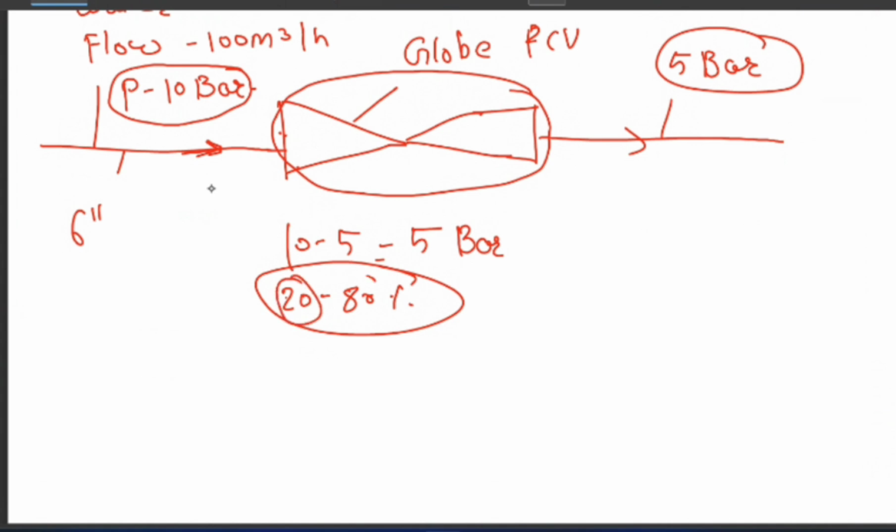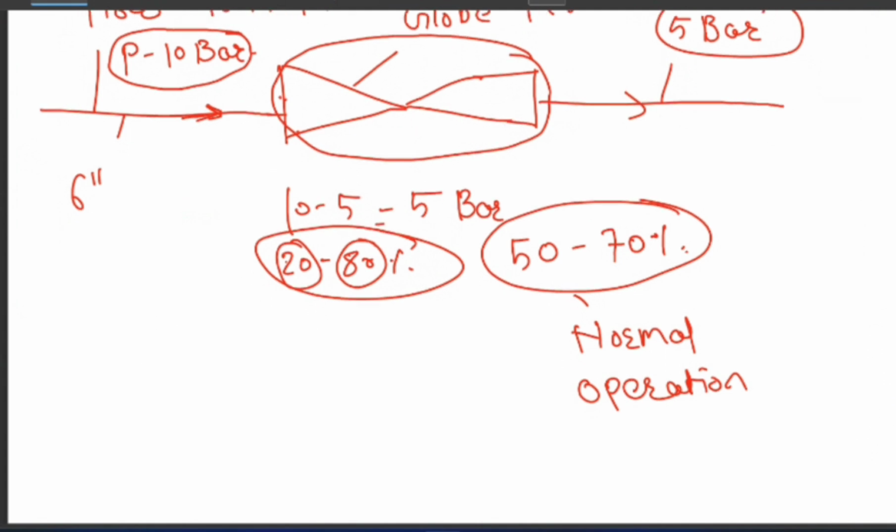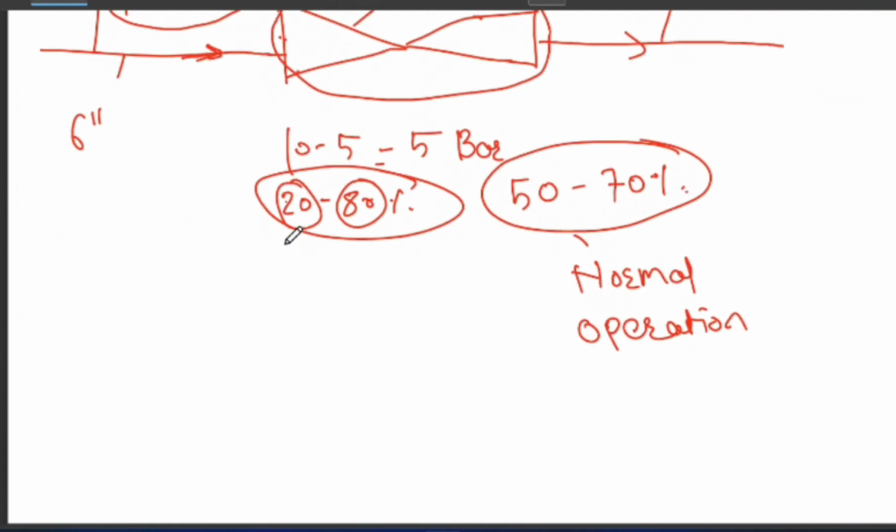So minimum is 20%, maximum is 80%, and the best efficient operation is 50 to 70% wall opening. Okay, so here your normal operation can take place. These are the basic things you should know, and while attending any interview, they will ask you these questions. So you should know this.